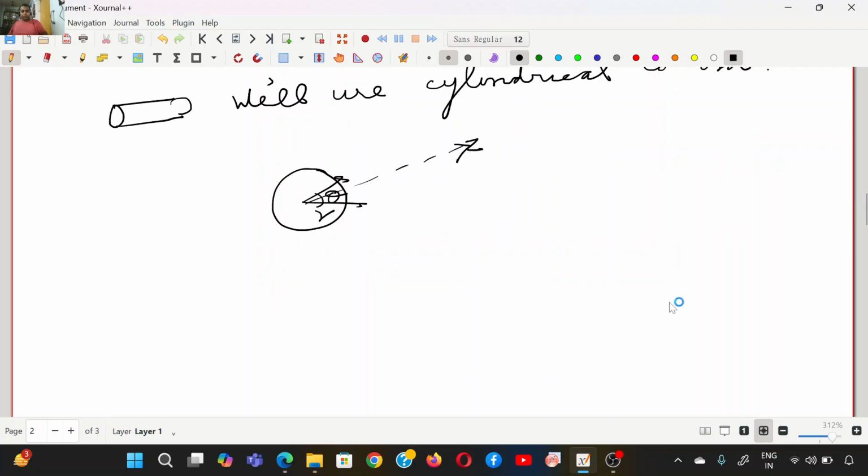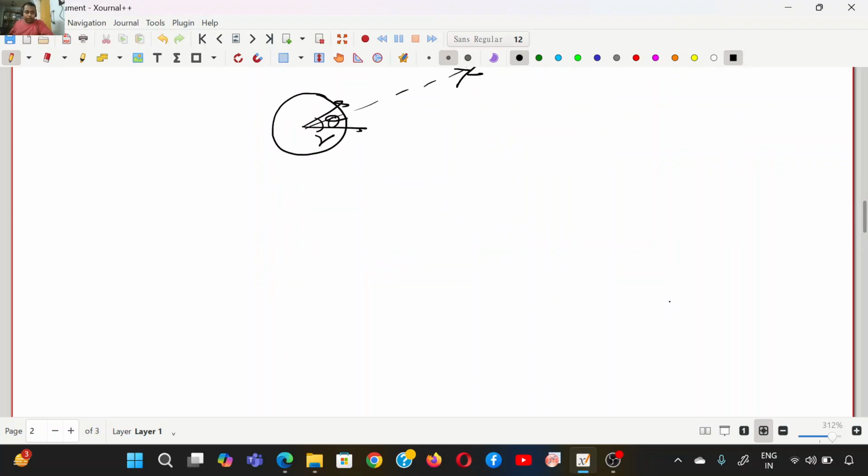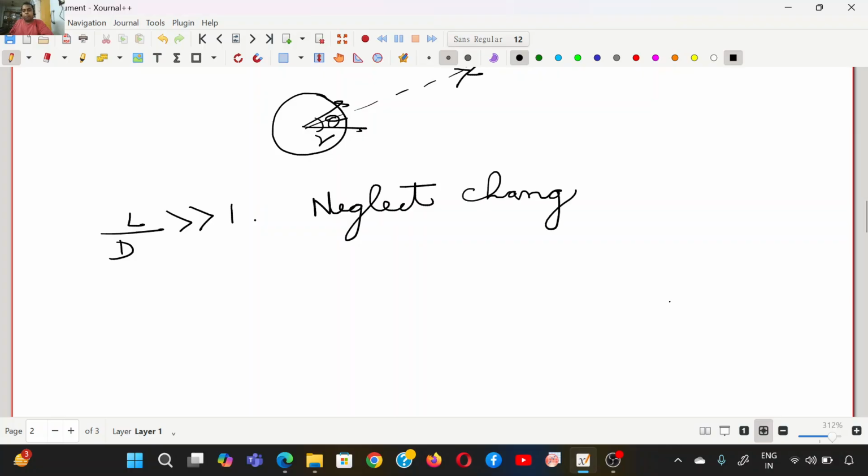So in this case, we'll make some assumptions. We'll say that the length of the wire is much greater than the diameter, or L by D is much greater than 1. So you can neglect the changes in z direction. Fine. Likewise, you can take the axisymmetric case, like there is no theta dependence.